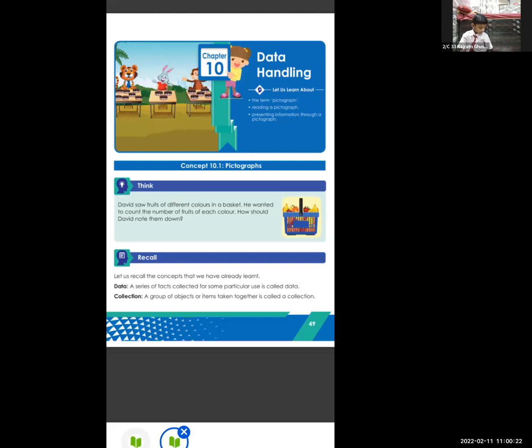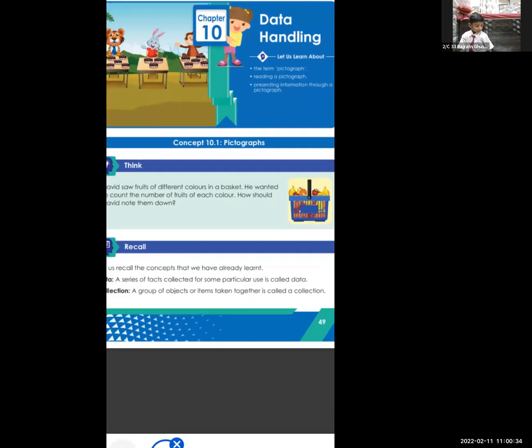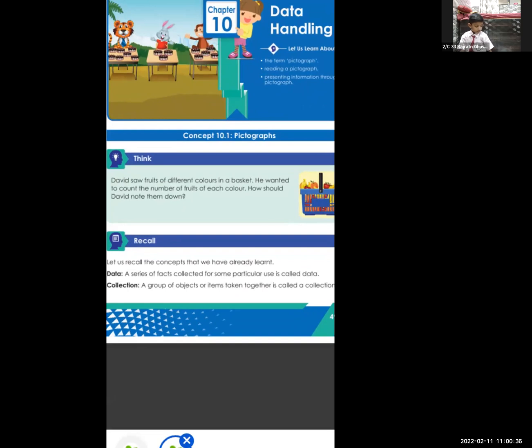So in this way we can see how exactly we have to do the data handling. Firstly, let us see what is meant by data. Data means what? A series of facts collected for some particular use is called data. Now I have given the example of our school bag. We collect the things in our school bag. All the things that are collected in our school bag are called data. So a series of facts collected for some particular use is called data.